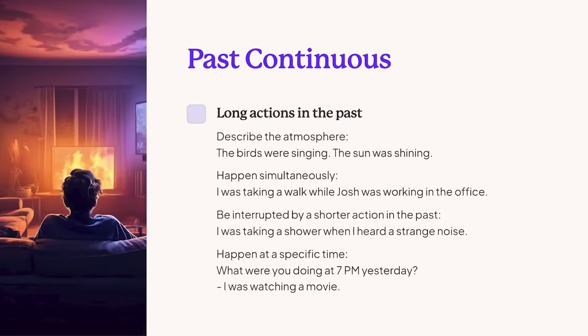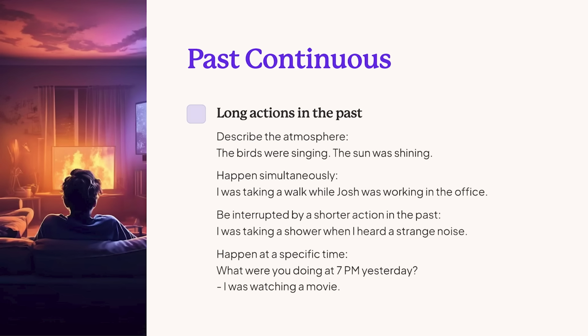Now, let's take the present continuous and move it into the past. We're going to get the past continuous. We use the past continuous to talk about long actions in the past. These actions can describe the atmosphere. The birds were singing, the sun was shining.